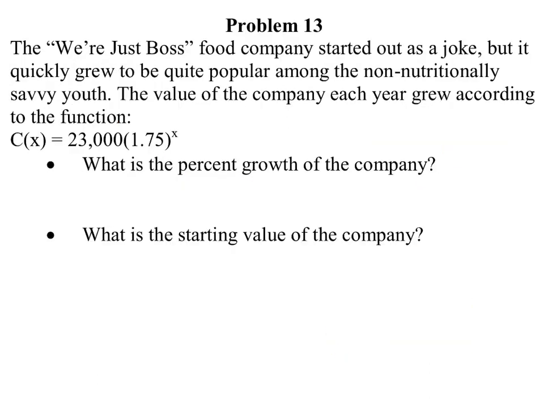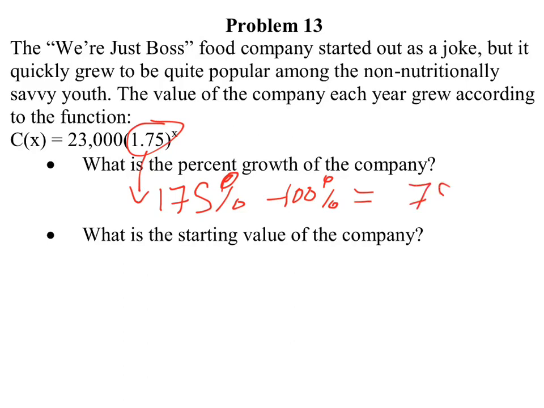Moving on to 13, we have a food company. The value of the company is growing rather quickly. It's asking what the percent growth is. You're going to take that, convert it to a percent, which is 175%. But you need to subtract 100%, because the 100 part is kind of the base amount. The extra 75% is what's making it grow. So you're looking at a growth rate of 75%.